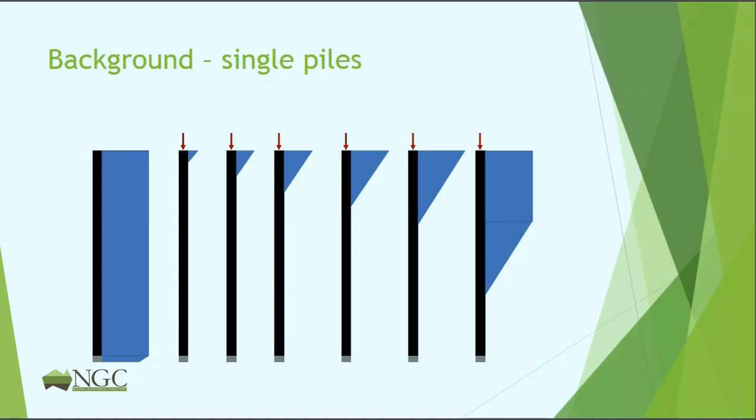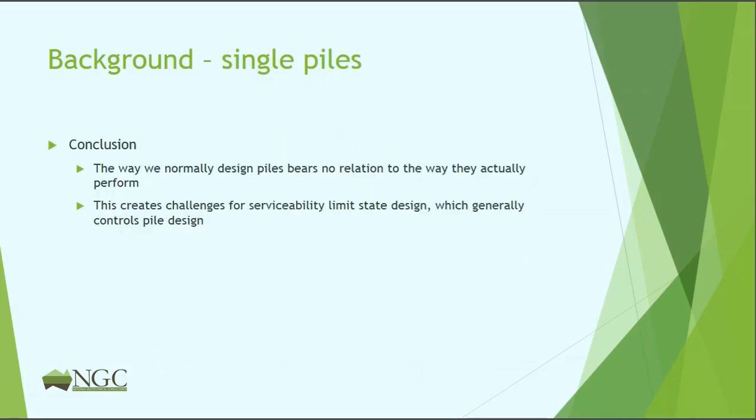So at the working load, although we've designed for some sort of ultimate load with shaft friction and end bearing, at the working load, the load isn't going to reach the toe of the pile at all. So the way that we normally design piles actually bears no relation to the way that they actually perform. And this creates challenges for us because when we're doing limit state design, we now know that the serviceability limit state will generally control the pile design, and the serviceability limit state needs us to understand how the pile is going to perform. So we're not doing very well there.